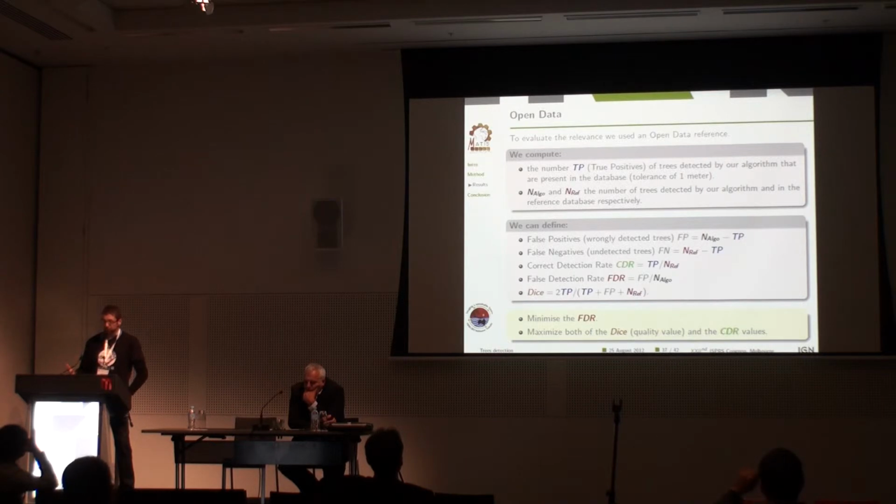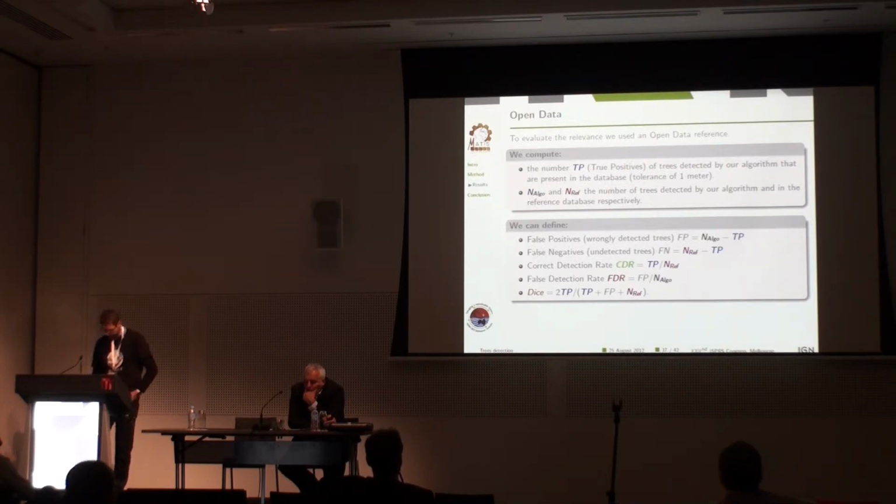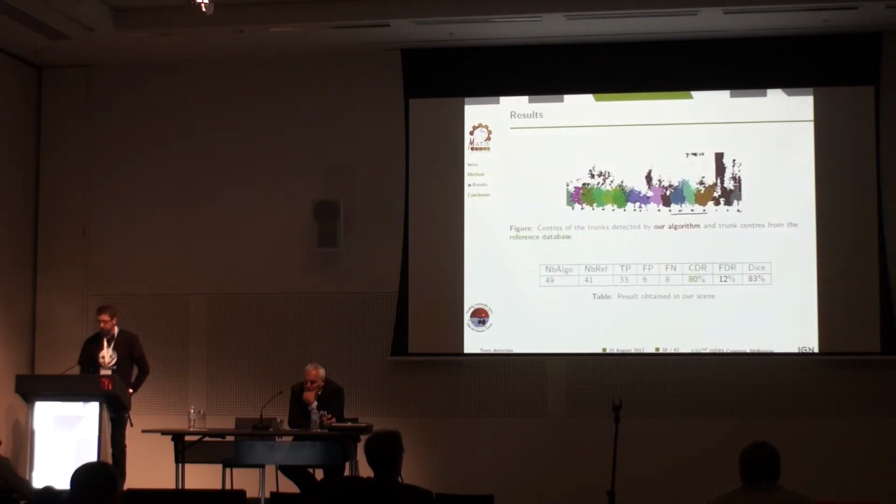So what we wanted was to have the lowest false detection rate, and maximizing both the dice, which is a quality value, and the correct detection rate. So this is the result. We see that from our database there was 41 trees in our database. We detected 49, so we have a little over detection. The correct detection rate was 80%, so that's quite good. We had only 12 false detection, and the dice value was 83%. So we were pretty satisfied of this algorithm, given that the scene is quite complex.